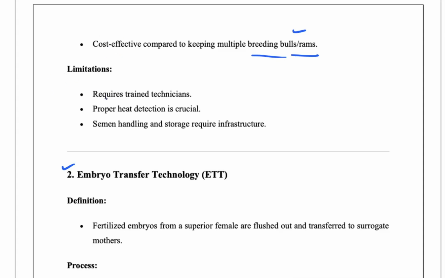Then there are limitations. It requires a trained technician, of course. A normal individual with no prior knowledge of artificial insemination cannot do it. And proper heat detection is very important. If the ovulation period is not going on, you are basically going to waste that semen. And semen handling is very important, and storage is also very important, and that requires infrastructure, right?